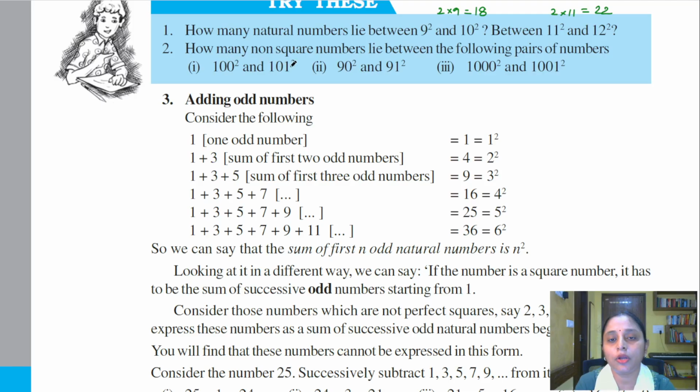Now, next question: how many non-square numbers lie between the following pairs? Again, 100 square and 101 square. I need not calculate these squares. I can quickly say that the number of non-square numbers between these two are 200, between these two are 180, and over here it is 2000, right? Simply twice the first number. Now this holds true whenever you have two consecutive perfect squares, like 100 square and 101 square. 90, the next to 90 square, we know that 91 square is the next perfect square, and so forth, right? So that is how you solve this question.